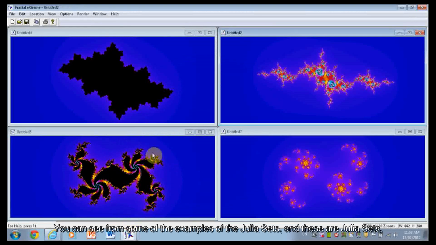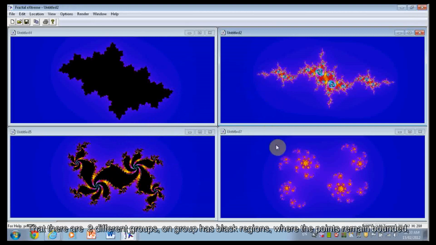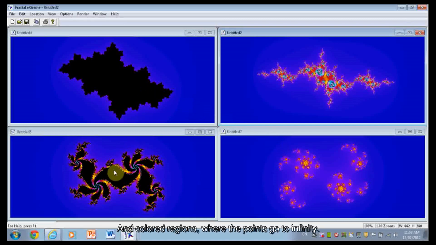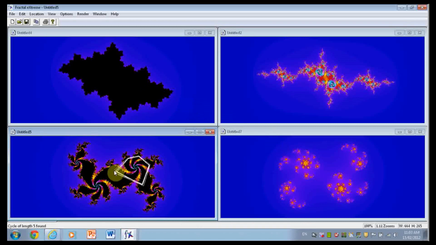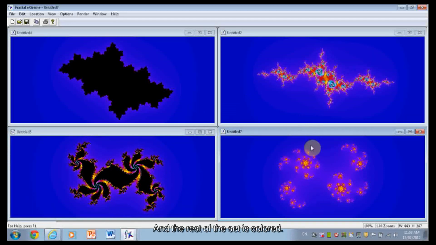You can see from the examples of some of the Julia sets that there are two different groups. One group has black regions, where the points remain bounded, and colored regions, where the points go to infinity. The other group has no black regions, or only small areas of black that don't form a region, and the rest of the set is colored.